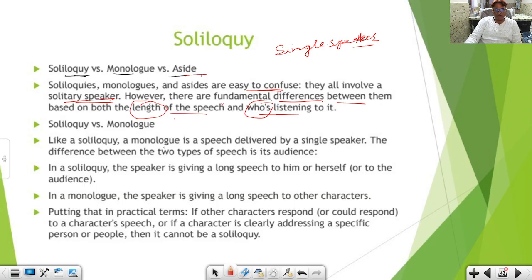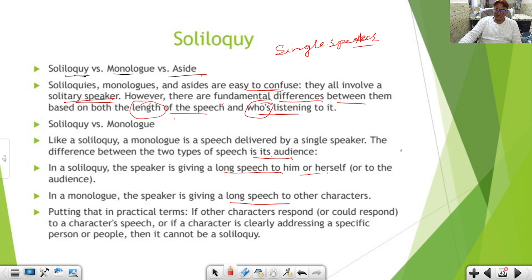Like a soliloquy, a monologue is a speech delivered by a single speaker. The difference between the two types of speech is its audience. In soliloquy, the speaker is giving a long speech to him or herself, okay, or to the audience. That might also be a possibility. In monologue, the speaker is giving a long speech to other characters, okay. Now, see, the difference is clear.